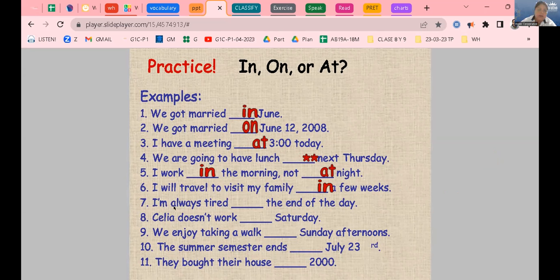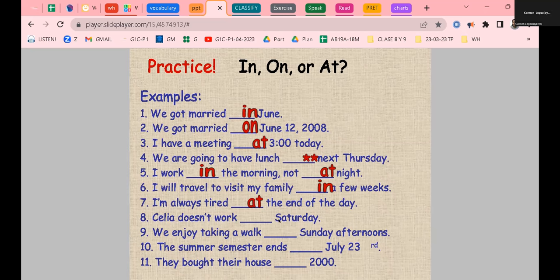Okay, number seven. I'm always tired at the end of the day. Siempre estoy cansado at the end of the day. I mentioned that. Edgar, what do you think? Where is Edgar? At the... Uh-huh, excellent. At the end of the day. Al final de, right? At the beginning. At the top. Okay, estamos indicando tiempo. Al final del día. Al final del día. Estamos indicando tiempo.